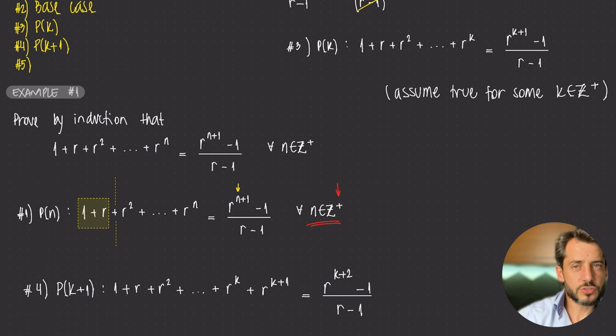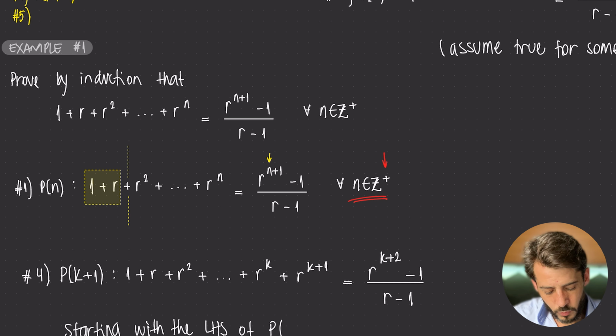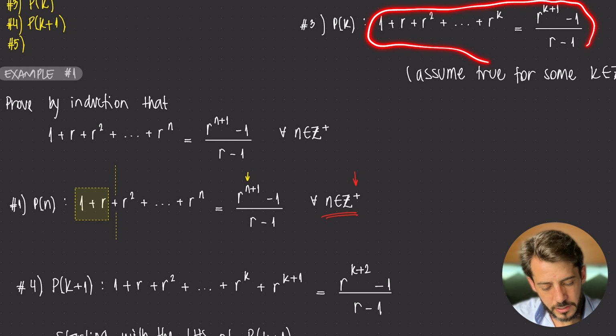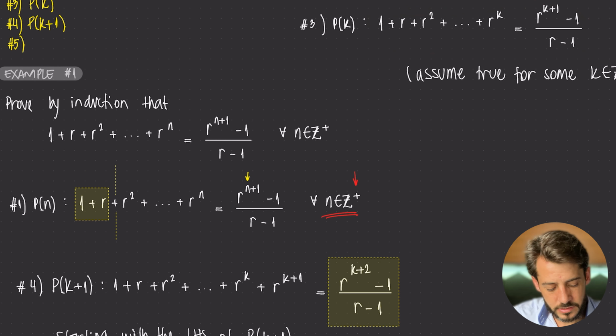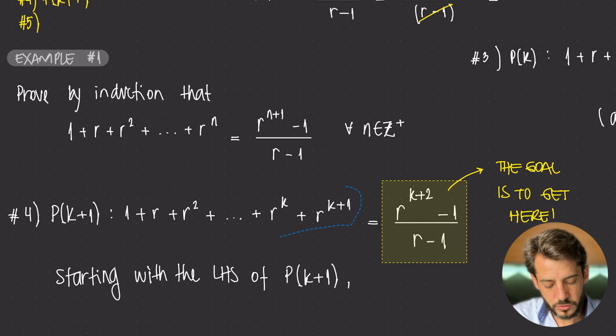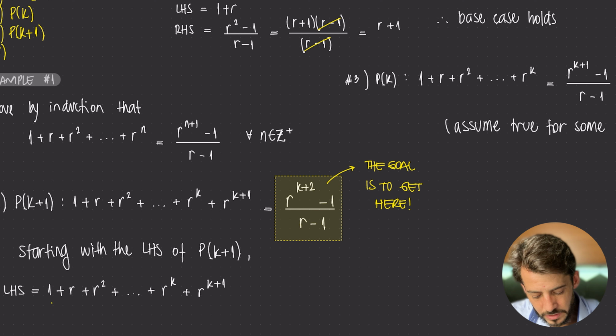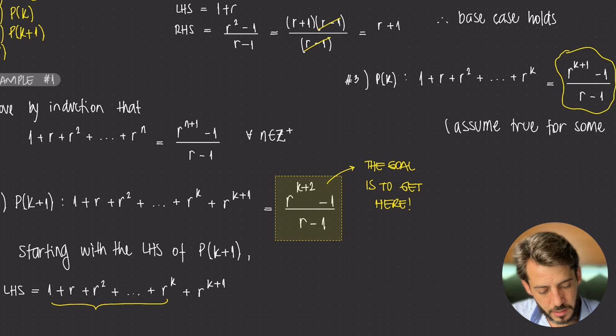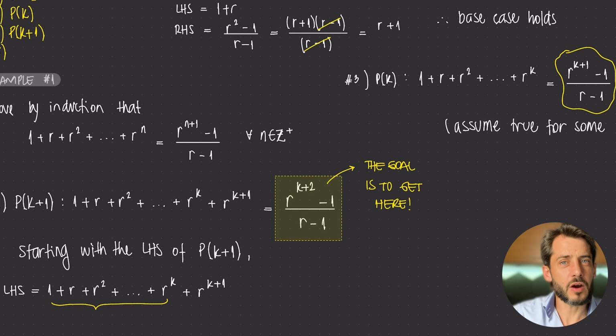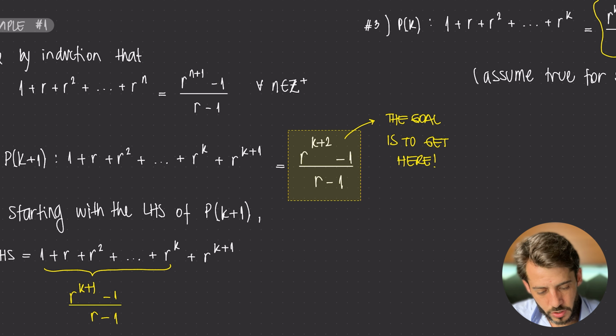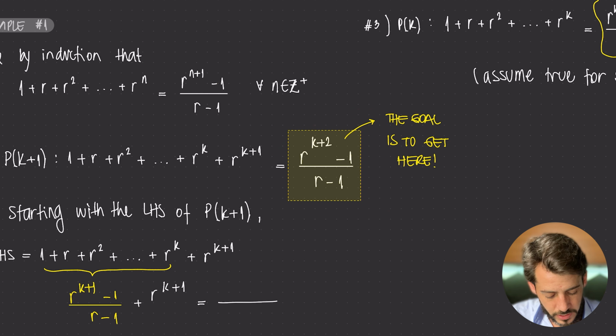Now, the way to solve induction proofs with series is we start with the left hand side of P of k plus 1, and by replacing P of k, we need to get to the right hand side of P of k plus 1. So the goal is to get here. So we're going to start from here, and knowing that the sum of these terms is equal to r to the k plus 1 minus 1 over r minus 1, we're going to work our way to the right hand side of P of k plus 1. Now let's see if we can get there.